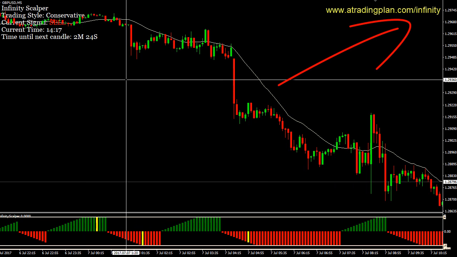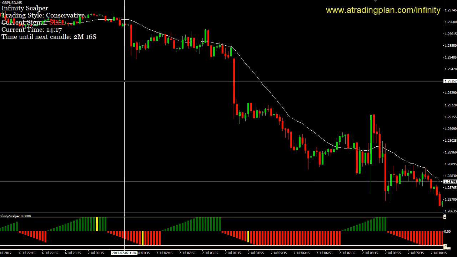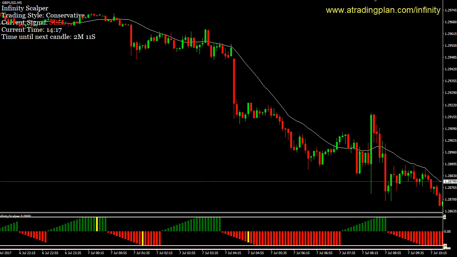So this is the pound US, and we're going to start looking now. You can use 1 minute or the 5 minute chart. I am using the 5 minute charts. So let's take a look at what we got.